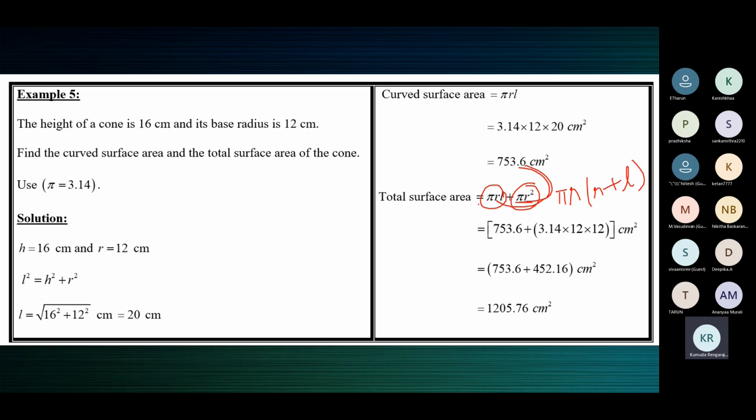TSA of the cone is CSA plus area of the base. So CSA we found 753.6, plus the area of the base, pi R square. Pi you should take 3.14. So you can do it like this, or you can use pi R into R plus L.